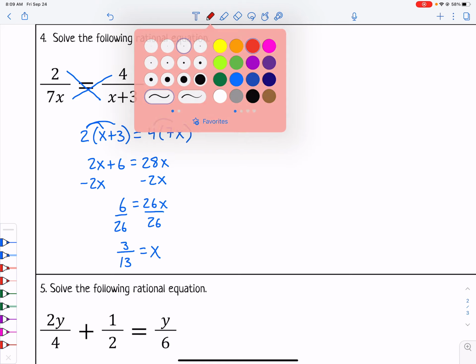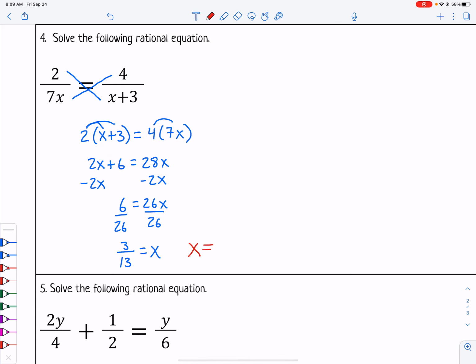Now let's just state the restrictions. x cannot equal, same idea, it's whatever would make that denominator equal to 0. So we could say 7x cannot equal 0. If we divide by 7, x just cannot equal 0, because 0 divided by 7 is just 0. Then say x + 3 cannot equal 0 either. And if we subtract 3, we see that x cannot equal negative 3. So we just had 2 restrictions.